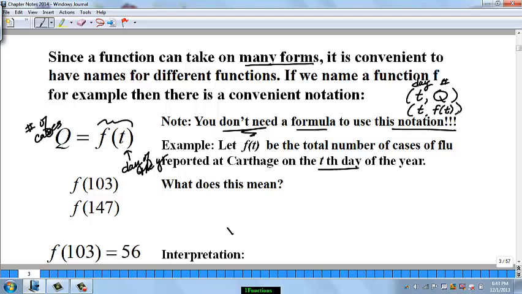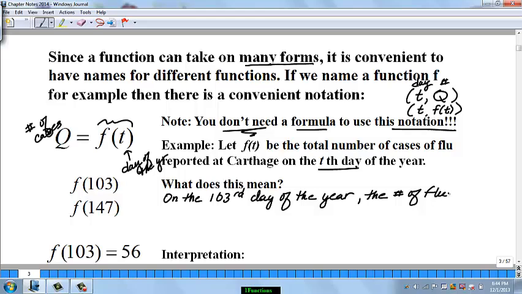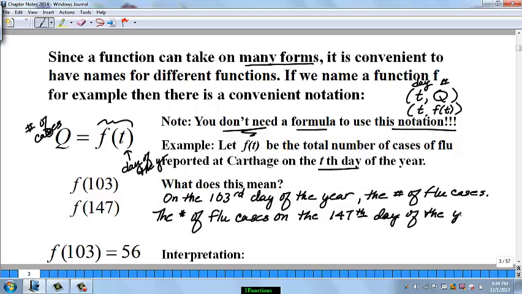They just said you could call f of t q, so that's why I'm just trying to get you used to the notation. So, if I were to ask you, what does this mean, f of 103, well, that would be on the 103rd day of the year, it's going to be the number of flu cases. Actually, that would sound better if you said it's the number of flu cases on the 103rd day of the year. Either way it works. So this one would be the number of flu cases on the 147th day of the year. In Carthage, of course.